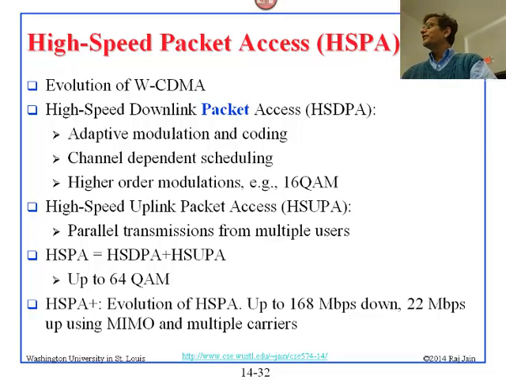So HSPA plus is the evolution of HSPA, which gives you 168 megabits down, 22 megabits up using MIMO and multiple carriers. Now I haven't defined what multiple carriers means, but for the time being, multiple carrier simply means OFDMA. It could mean many different things, so I'm simplifying a little bit here, and really this is not of interest right now because we are moving to 4G, where we will define exactly how it is all done.